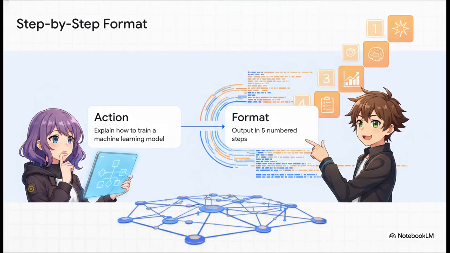Tool number 4 is the step-by-step format. Asking the AI to explain how to train a machine learning model in 5 numbered steps is just crucial for procedural instructions. See, it prevents the AI from giving a vague, high-level overview. Instead, it constrains all that knowledge into exactly 5 distinct actions, enforcing flawless logic and a really strict sequential order.